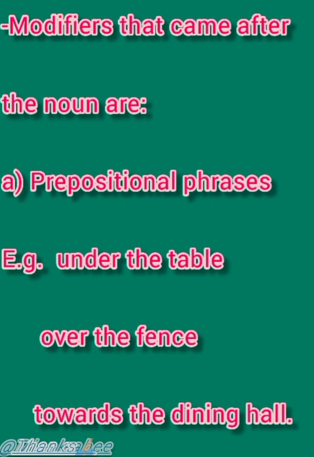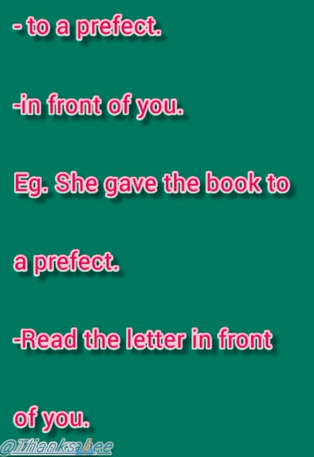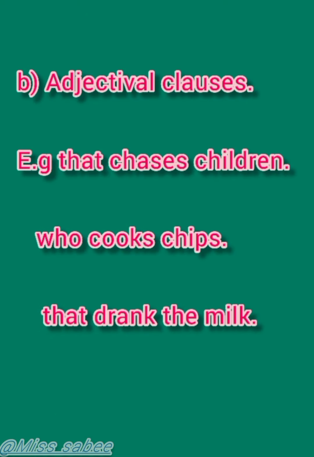Now, let us look at the modifiers that come after the noun, and we have the prepositional phrases. When you talk about a prepositional phrase, it is a group of words that begins with a preposition followed by a noun phrase. And we have examples here. She gave the book to a prefect. To a prefect is our prepositional phrase, which is modifying the noun a book.